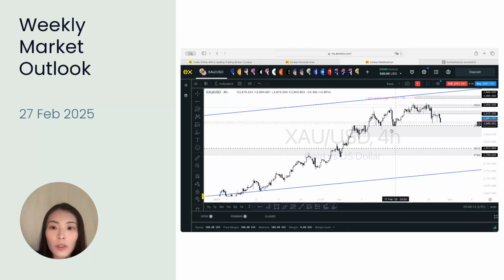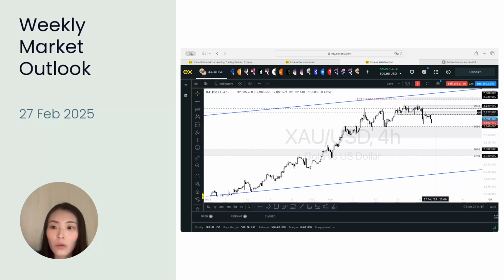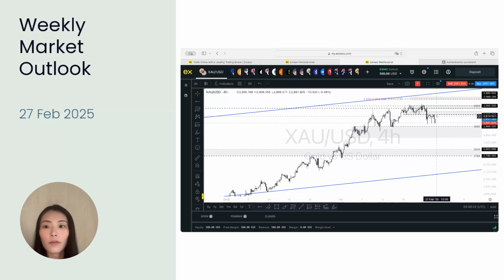But just from a technical perspective, these are the key levels. It's still currently holding above the 2880 demand, so unless price breaks below this, then we could see potential for a steeper decline below 2,820. If it continues to hover around that, we could see that consolidation within this range, 2880 to 2920 level. Okay, so that's it for today's analysis.